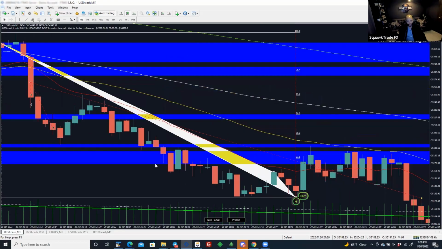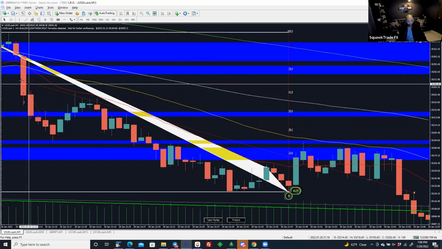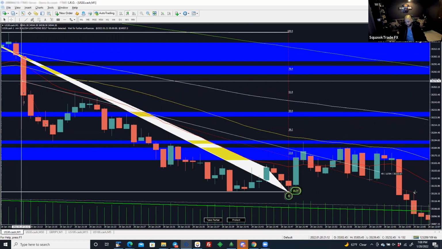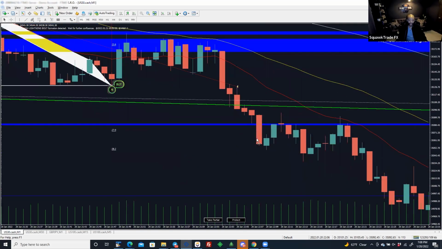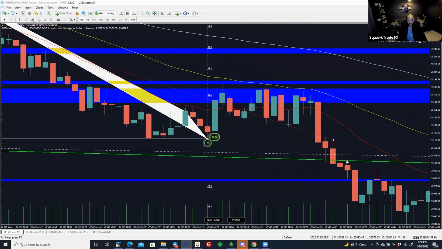Wow, that was a nice one. So this one ran from here all the way down for 143 pips. I held that pretty long, probably longer than what I normally would. Maybe I need to start holding on to them a little longer. And that was probably the trade of the day.